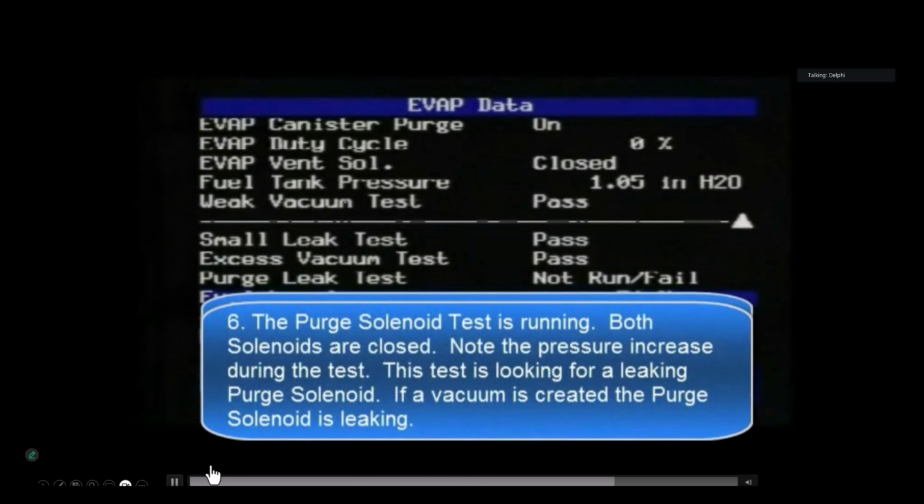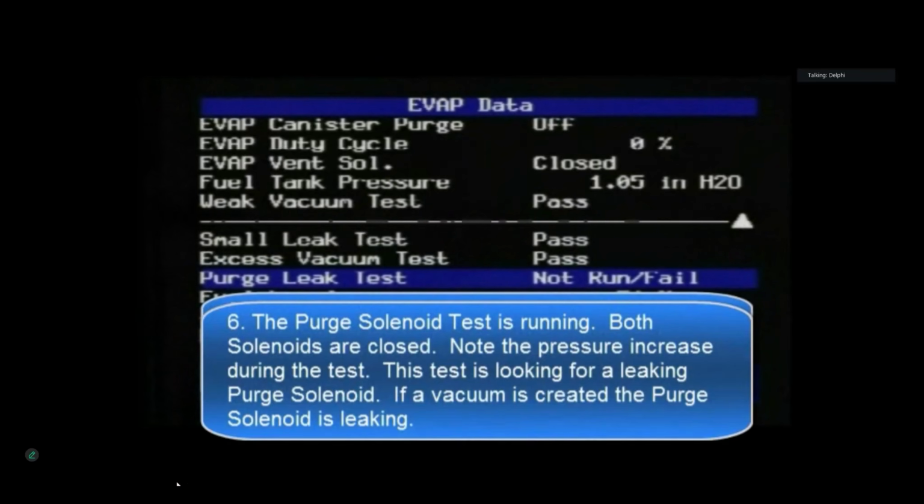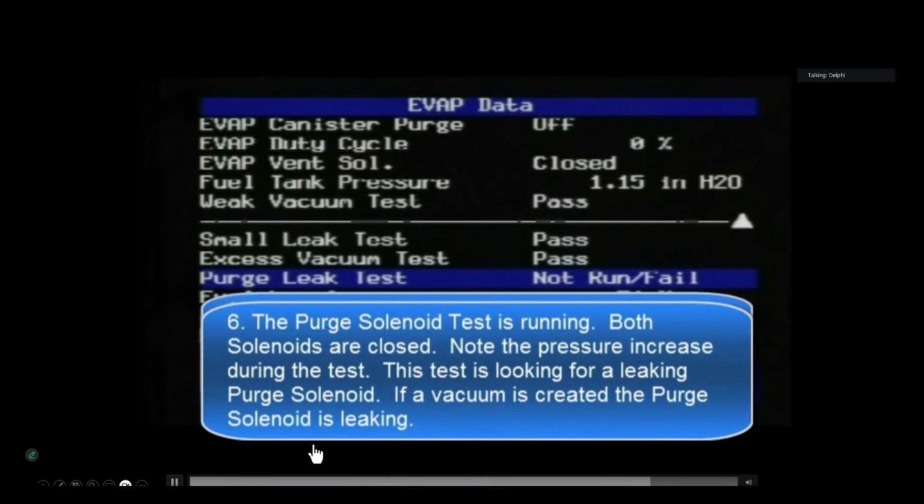Now notice, I'm going to stop that a second. It says it's closed. It's closed. That says on, but the system is sealed. 1.05. Watch what happens over the next couple frames. You're going to see it going up. It's a sealed container. If it's a sealed container and it's running, there's going to be pressure temperature buildup in there. And right there, it's built up pressure.